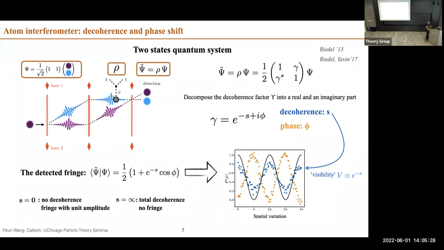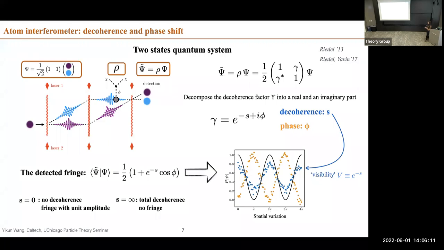For example, if you go to one limit, where my S is 0, I don't have any decoherence happening along the way, then this visibility is 1. That means your amplitude doesn't reduce. You are going to see the original amplitude. Now if I go to the other limit, if I have enormous decoherence, my S is infinity, so my visibility becomes 0. The amplitude of your fringe is reduced to 0, so you don't see any fringe. That means you have equal probability to see either the blue or the purple at your final state, so you don't have any interference pattern there. So this is the effect of S, and this is why we call it decoherence.